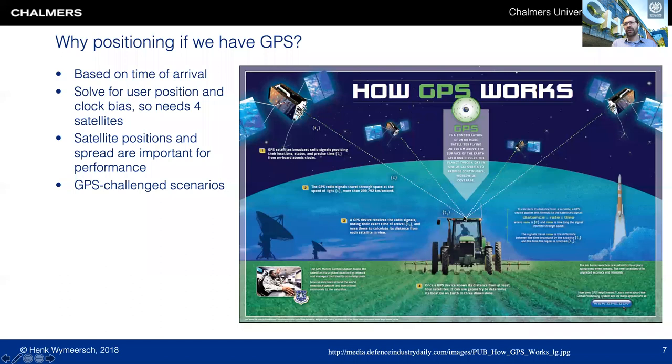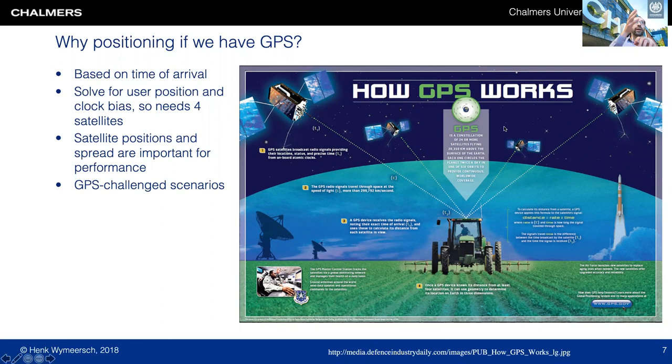Once the user, so this tractor here, has time of arrival estimates from at least four satellites, it can solve a four-dimensional optimization problem, which involves its own position in 3D, so X, Y, and Z, and also its clock bias, right? Because the tractor is not synchronized to the atomic clocks of the satellites, so it will also have to solve for this. Now, to do this, it's important that those satellites are spread out geometrically, that they're not all on a line, because then you cannot localize yourself.